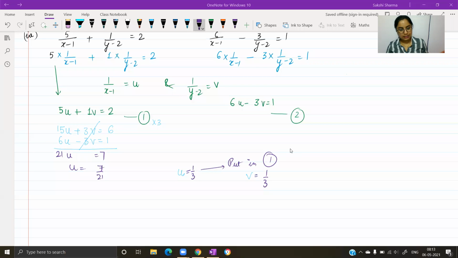Okay, exercise 3.6, first question. This is the fourth part. I hope you've completed this. U is 1 by 3, V is also 1 by 3.